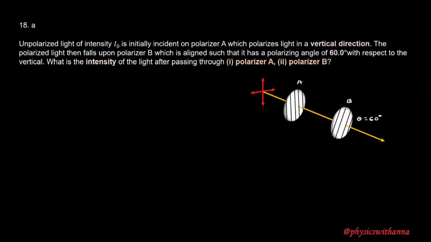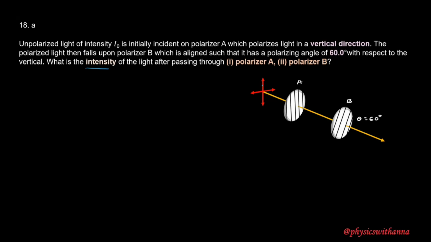Question 18a. Unpolarized light of intensity I naught is initially incident on polarizer A, which polarizes light in a vertical direction. The polarized light then falls upon polarizer B, which is aligned such that it has a polarizing angle of 60° with respect to the vertical. What is the intensity of light after passing through first polarizer A and then polarizer B?